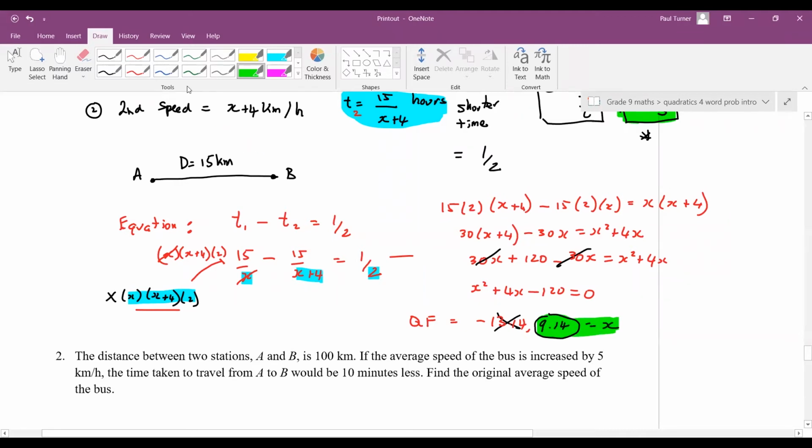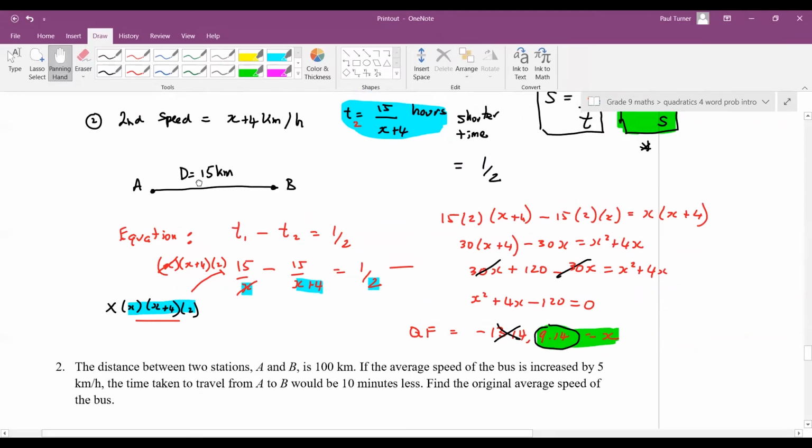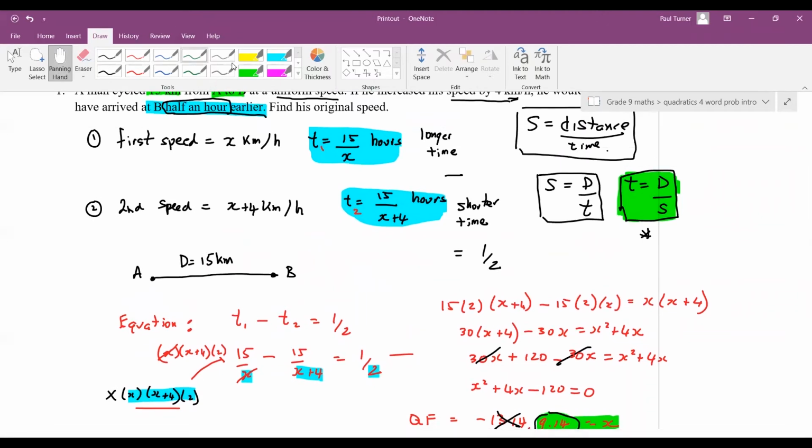So that's your original speed. You could write it back in up in here. This would be 9.14 kilometers per hour. This would have been 13.14 kilometers per hour. Just add the 4. So if you increase your speed that much, then you'll get there half an hour earlier. Okay.